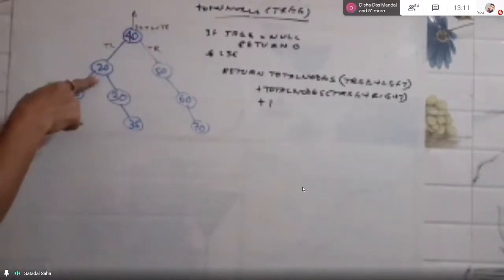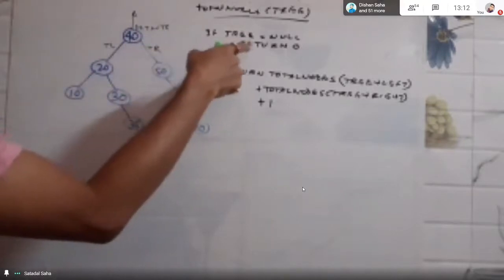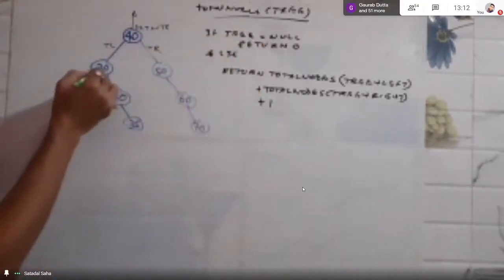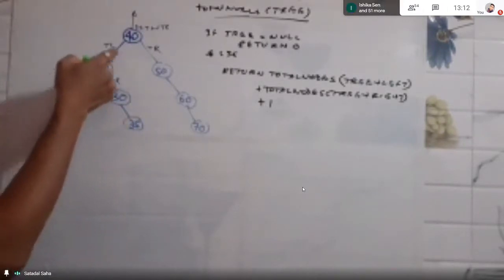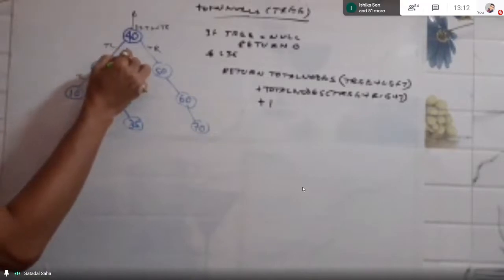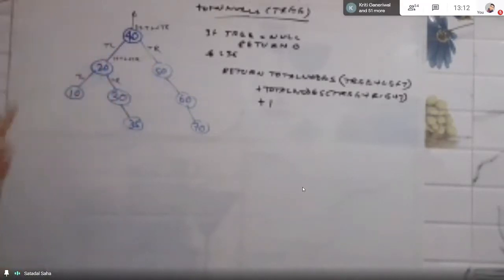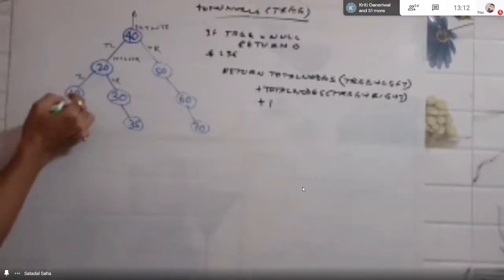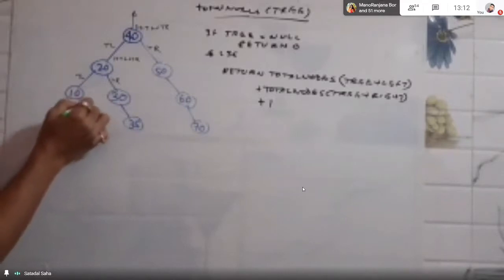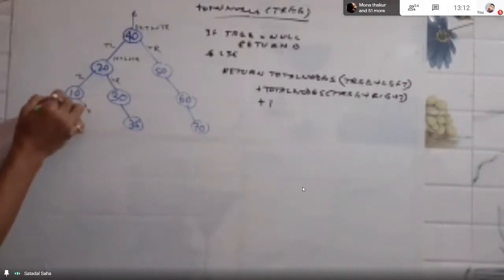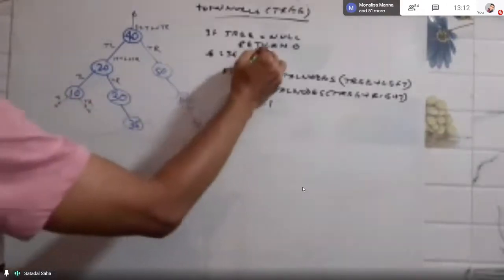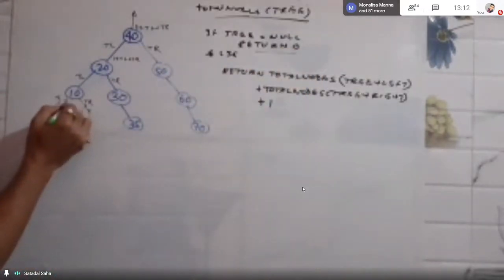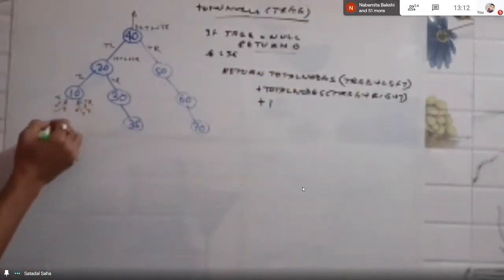So after calling this 20, again it will be not null, so it will go to this part. 20 will also call its left subtree and its right subtree, and it will return 1 plus TL plus TR. It will return back like this. And now it is calling 10. So 10 will also call its left, which is null. It will also call right, which is also null. But in this case, as they are null, they will return the value 0. So from this point, it will return back with 0. From this point, it will return back with 0.